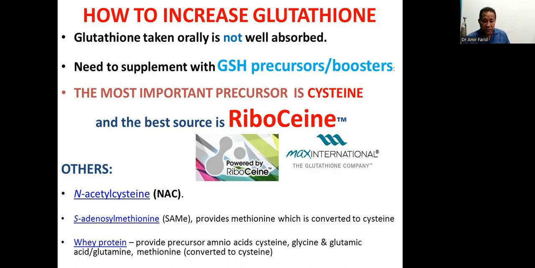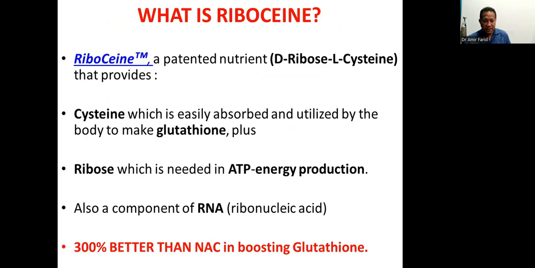And studies have shown that the best available source at the moment is a molecule called ribocysteine, trademarked as Ribosine, which is a result of research of Max International. So what is Ribosine? Right, it is D-ribose L-cysteine, made of the simple sugar D-ribose and a natural amino acid L-cysteine. As explained, the cysteine is stable and protected and can get into the body, into the cell, for the manufacture of glutathione.